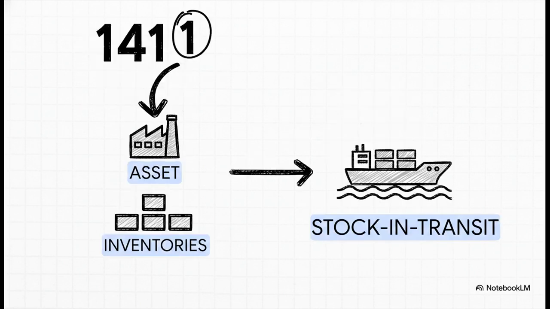Let's get even more specific. We add another 1. Now, we're not just talking about any old inventory. We're looking at stock in transit. This is stuff the company has already bought, but it's not in the warehouse yet. It's on a boat, a plane, you name it, making its way to them.